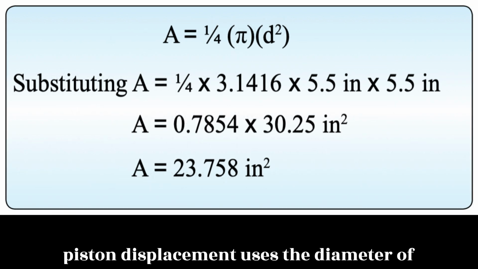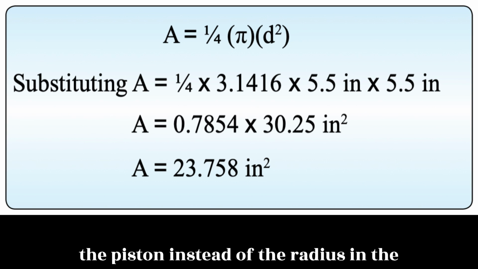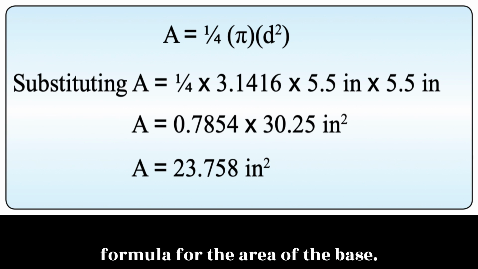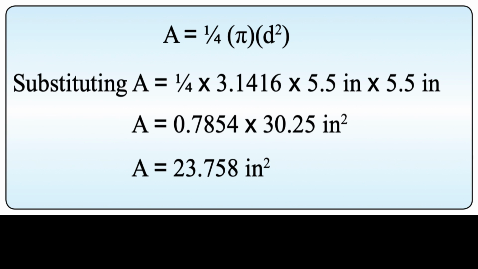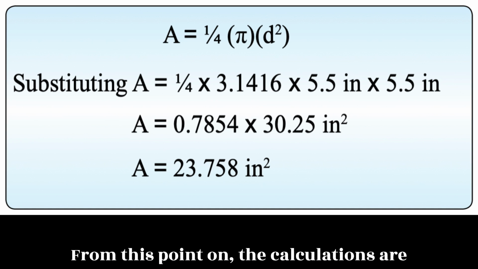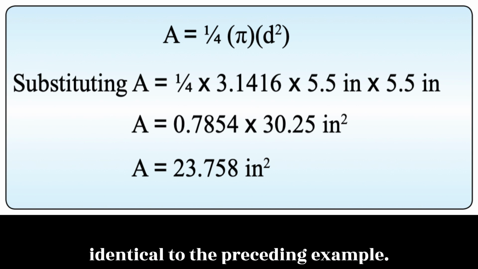Another method of calculating the piston displacement uses the diameter of the piston instead of the radius in the formula for the area of the base. A equals 1/4 times pi times d². Substituting, A is equal to 1/4 times 3.1416 times 5.5 times 5.5 in. A equals 0.7854 times 30.25 in². A equals 23.758 in². From this point on, the calculations are identical to the preceding example.